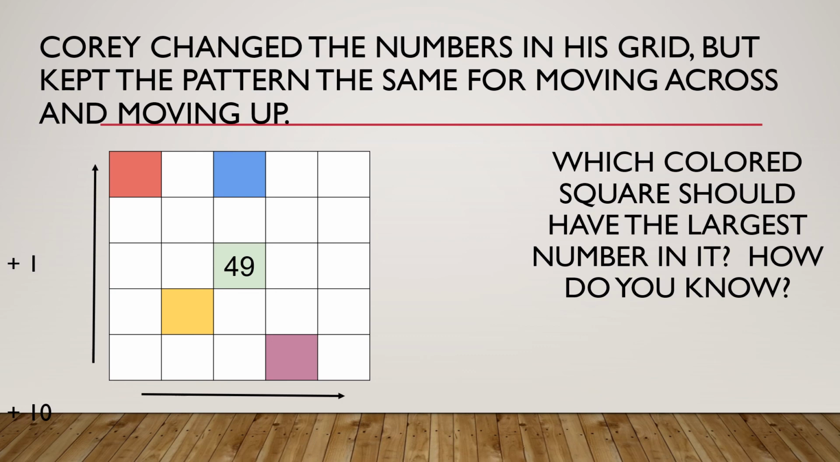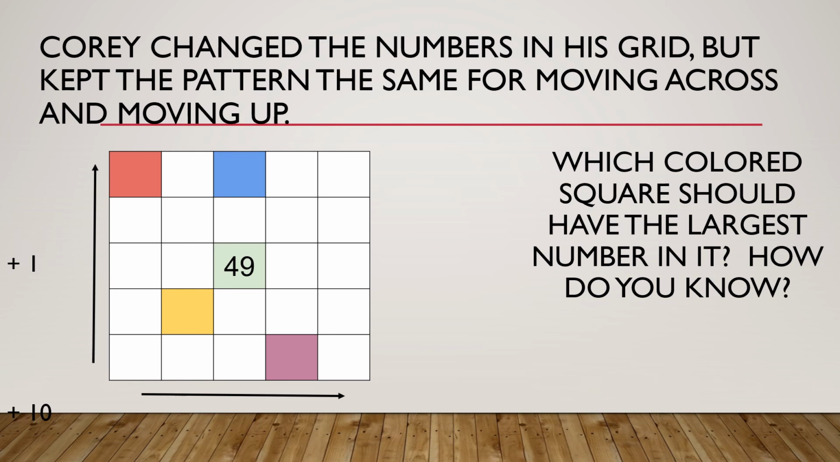Corey changed the numbers in his grid, but kept the pattern the same for moving across and moving up. So that means if we're moving up, we're going up 1, which means coming down, we're going to subtract 1. As we're moving to the right, we're adding 10. As we're moving to the left, we're subtracting 10. Which colored square should have the largest number in it? How do you know? So in your notebooks, boys and girls, I want you to figure out these numbers.